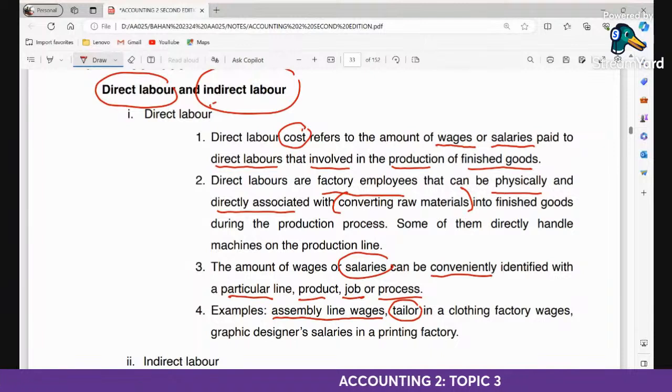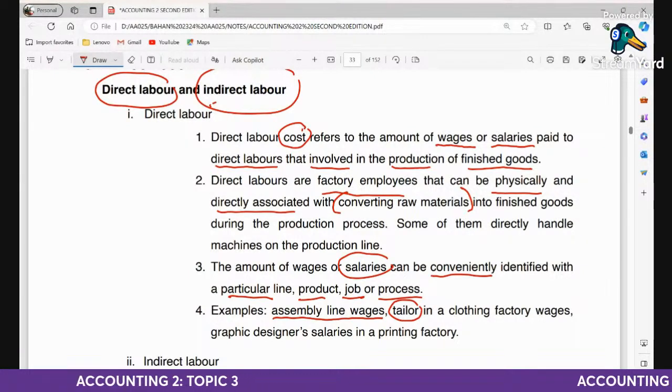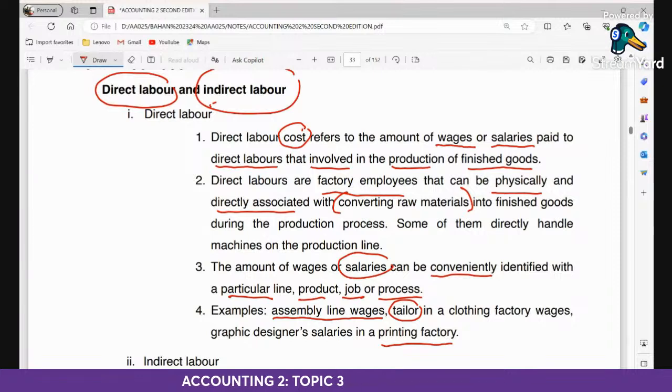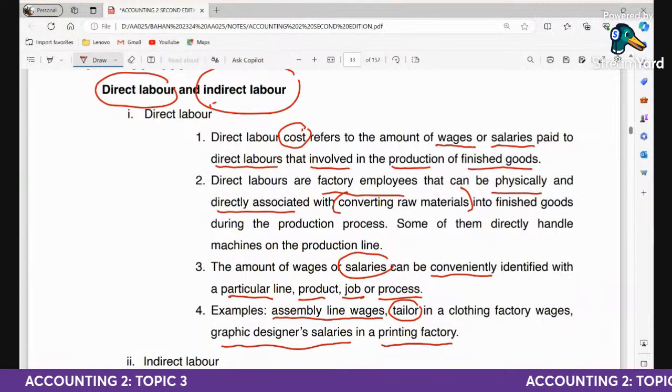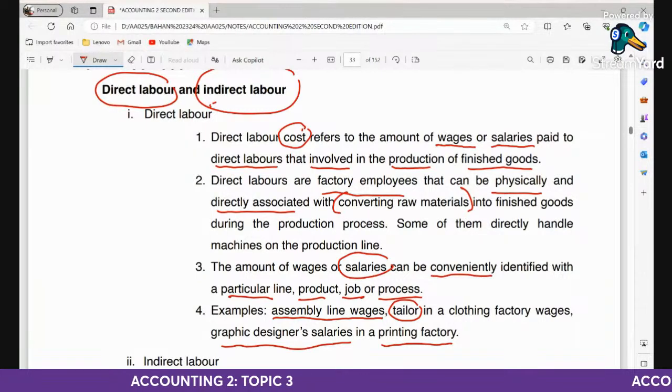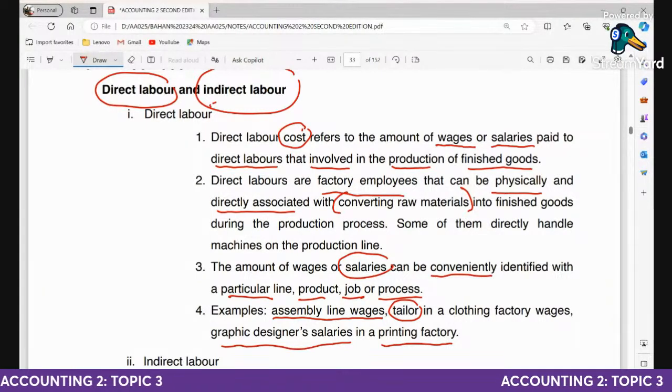So kalau you adalah sebuah syarikat printing factory, in printing factory, those considered as your direct labor is the graphic designers, because these are the people who design for your printing company. So the salaries that is paid to these graphic designers is also considered as direct labor. So all this remuneration paid to the direct labor is called direct labor cost.